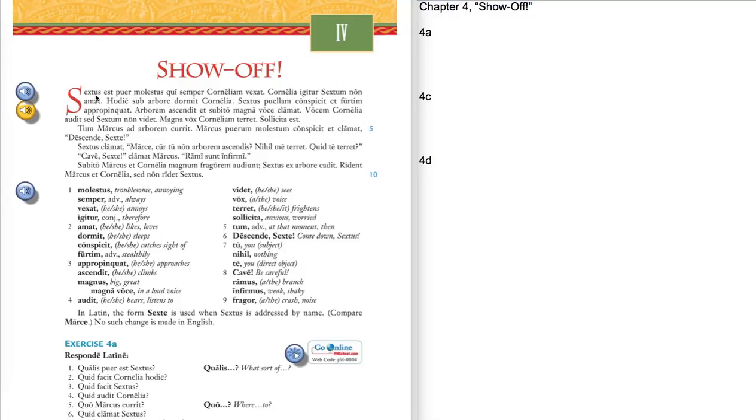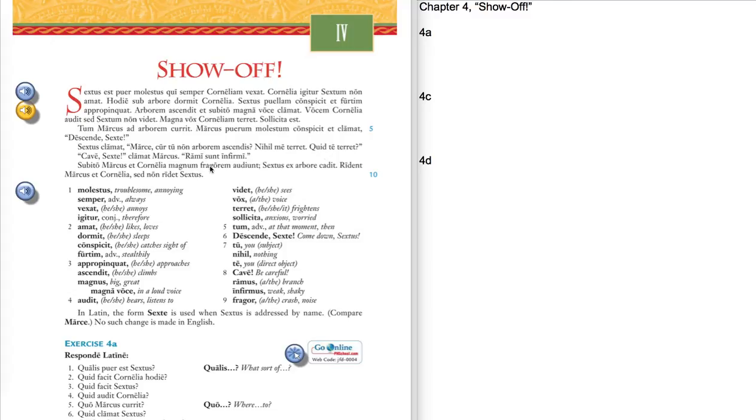So here goes. Sextus est puer molestus, qui semper Corneliam vexat. Cornelia igitur Sextum non amat. Hodie sub arbore dormit Cornelia. Sextus puellam conspicit, et furtim appropinquat. Arborem ascendit, et subito magna voce clamat. Vocem Cornelia audit, sed Sextum non videt. Magna vox Corneliam terret, sollicita est. So there's a brief introduction to the pronunciation for the chapter.